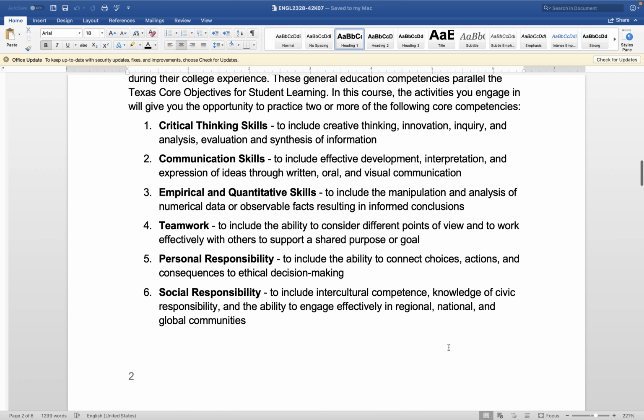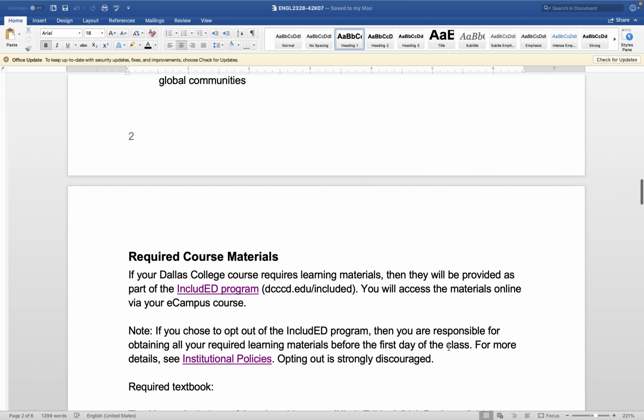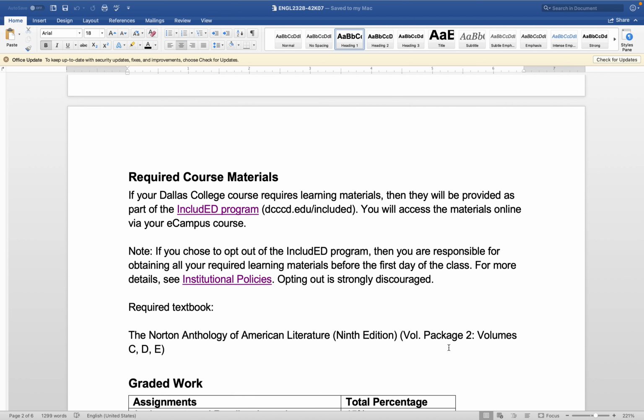Okay, we're going to scroll down here to required course materials. So the book that we will be using for this class is the Norton Anthology of American Literature, and it includes volumes C, D, and E, and I'm going to actually click on that link in just a minute so I can show you what it looks like. When you registered for this class, it should have included the online version of the textbook unless you clicked that button to opt out. If you did, you'll need to either get a copy of this textbook or find the readings that we're doing someplace else.